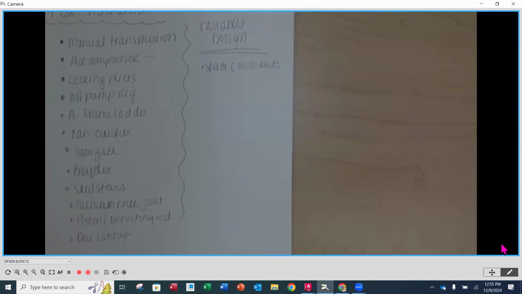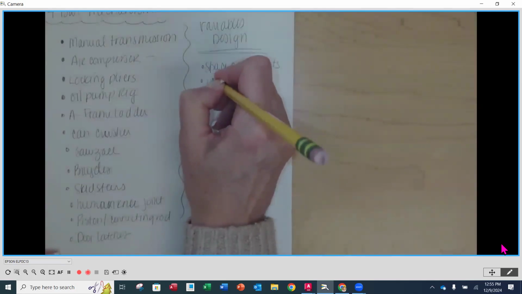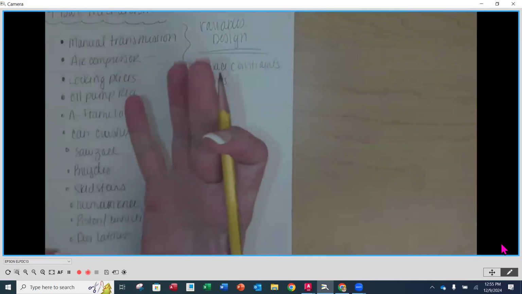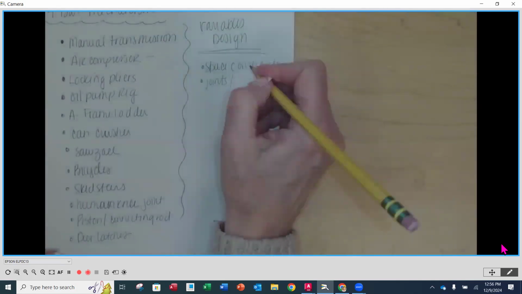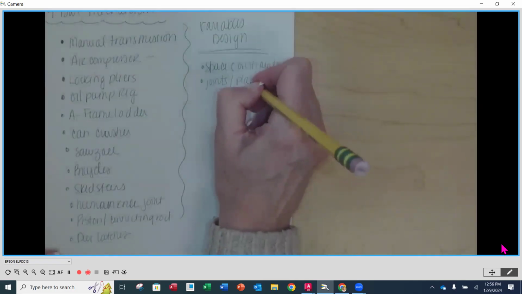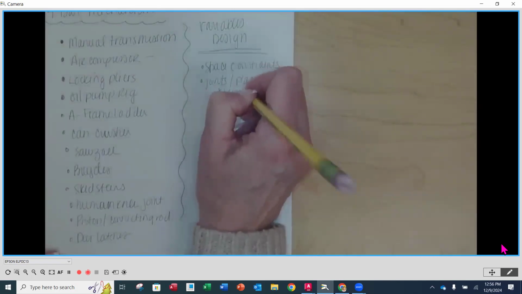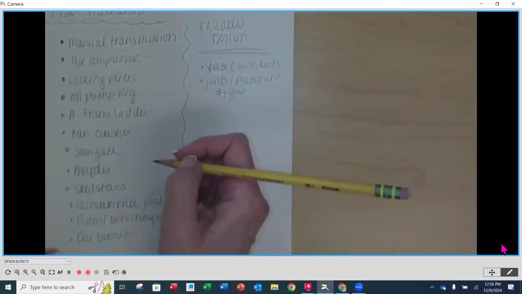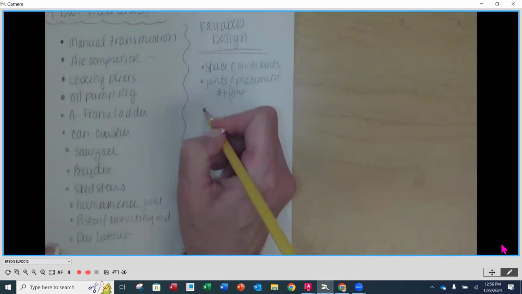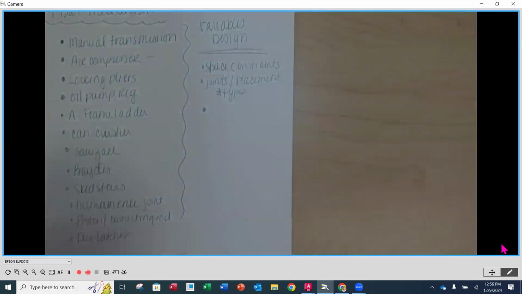Ben: Where are the joints going to be? Where are they going to come together? What types of joints, right? So placement and types. Yes, absolutely. Because is it a sliding joint? Is it a pin joint? What else? Movement limits.